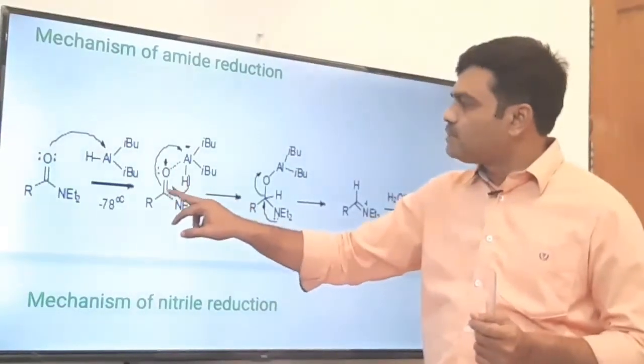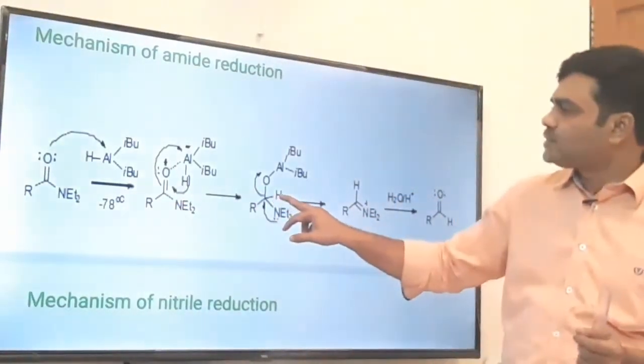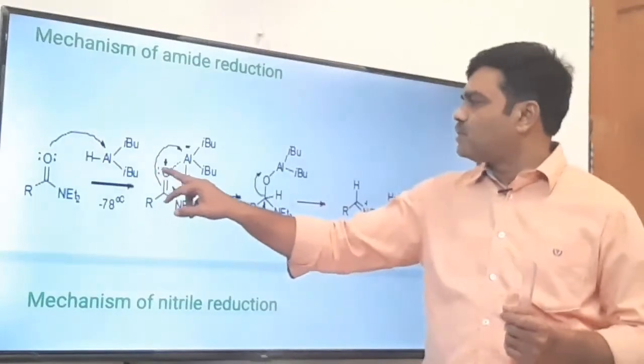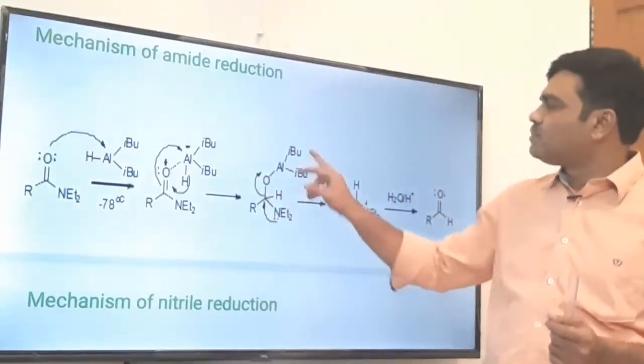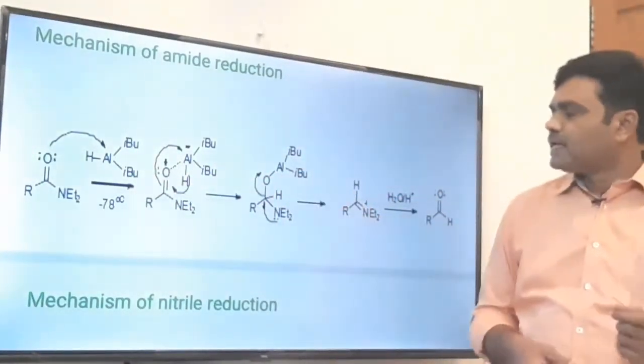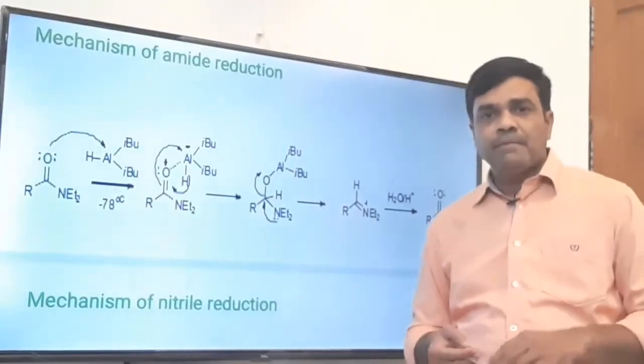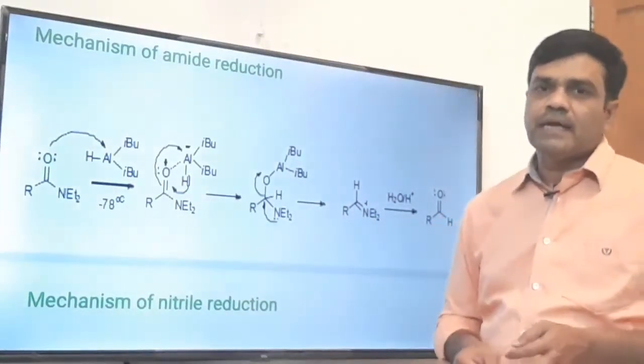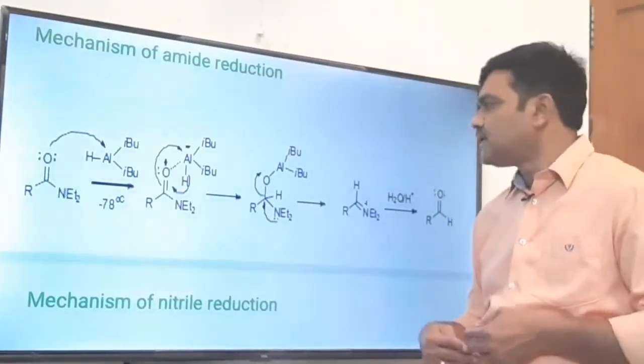So after that, what is the picture? Carbon-hydrogen bond formation, and this pi bond is open on oxygen, oxygen gains its lone pair, and we get this tetrahedral intermediate, which we discussed in the earlier slide, that it is stable at -78 degrees Celsius.